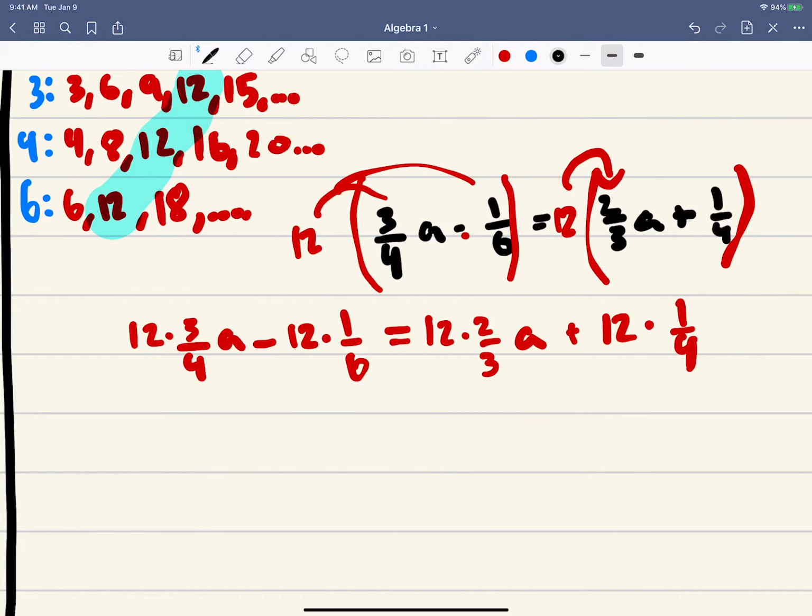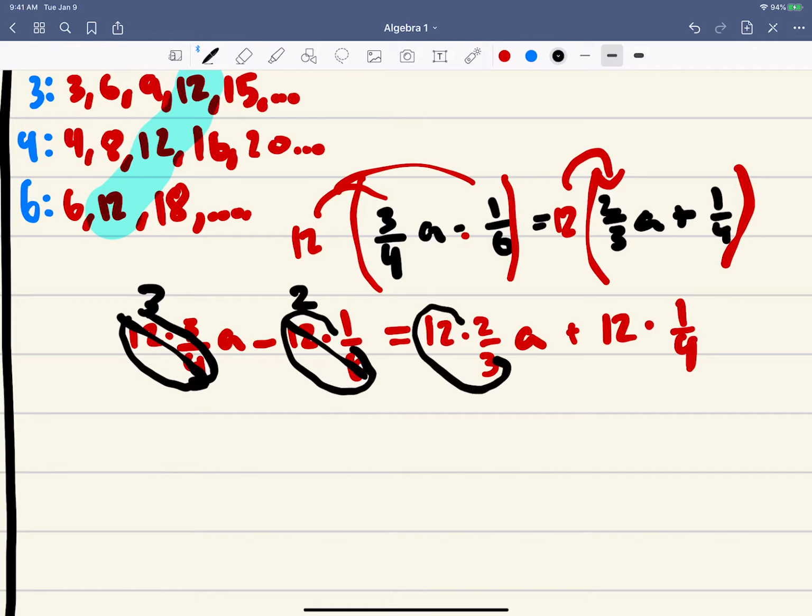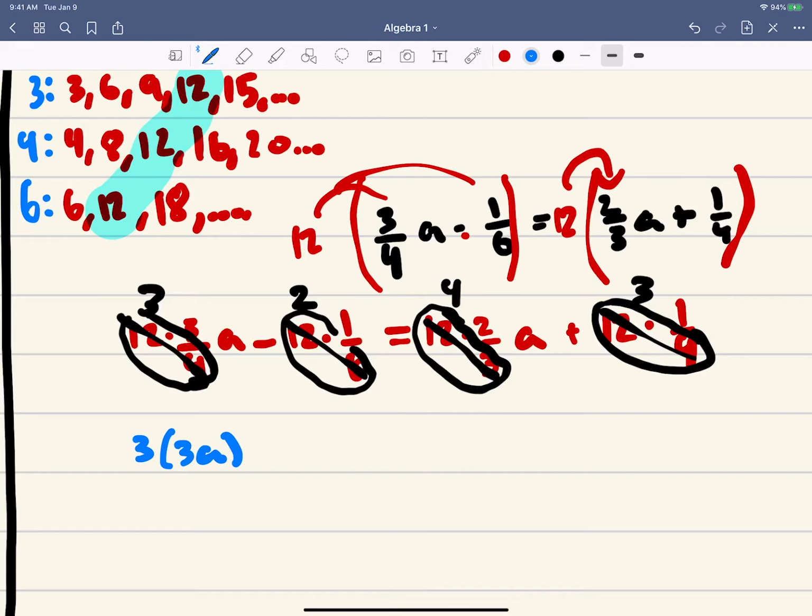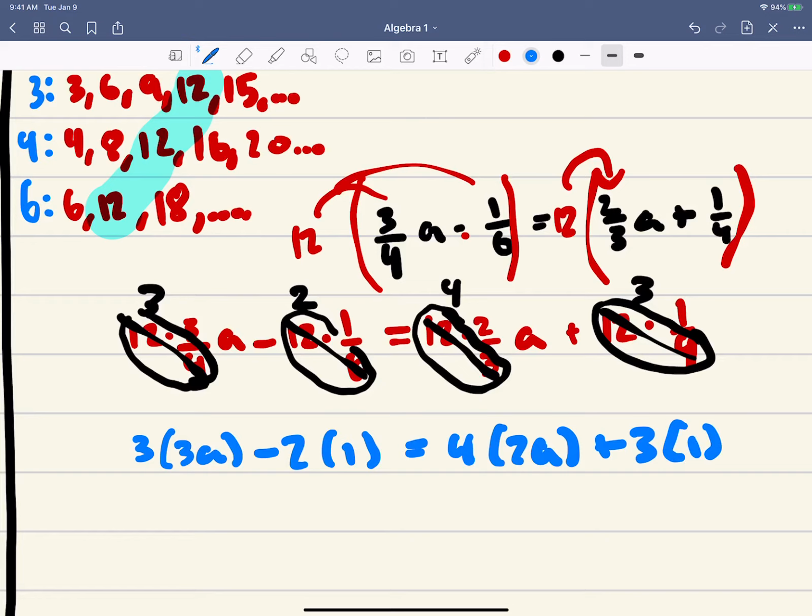Now, what is 12 divided by 4? Let's look at this part right here. 12 divided by 4, that's 3. Okay? 12 divided by 6, that's 2. 12 divided by 3, that's 4. 12 divided by 4, that's 3. So these go away. All right, so now we rewrite the problem like this. It's going to be 3 times 3a minus 2 times 1 is equal to 4 times 2a plus 3 times 1. You see this? We got rid of all the fractions.